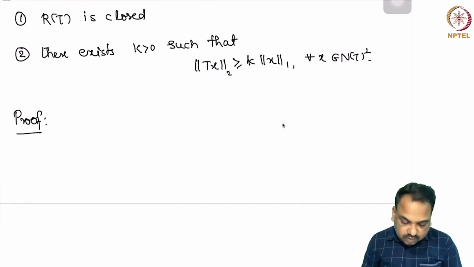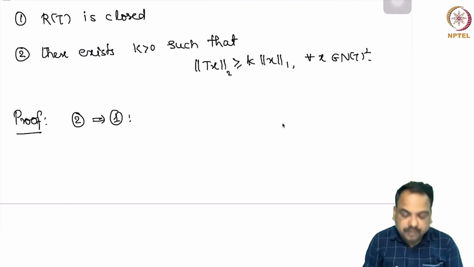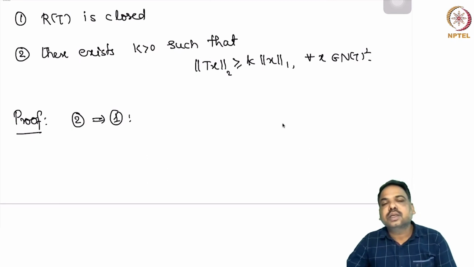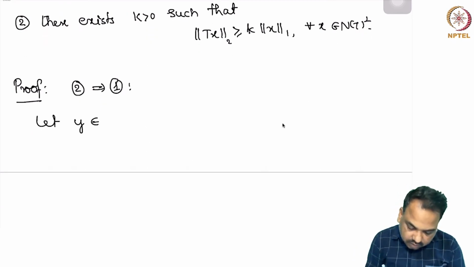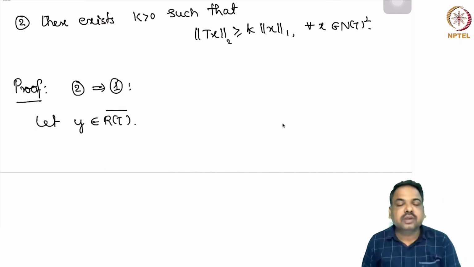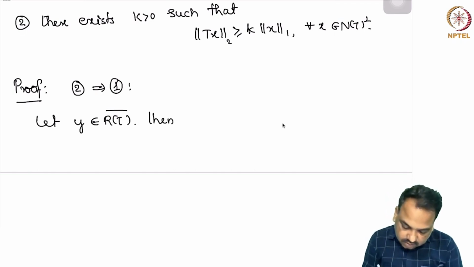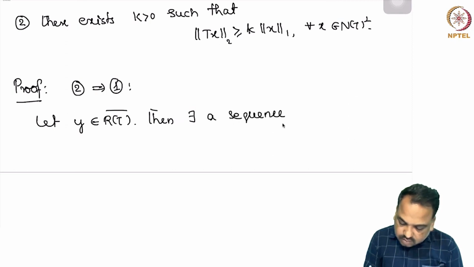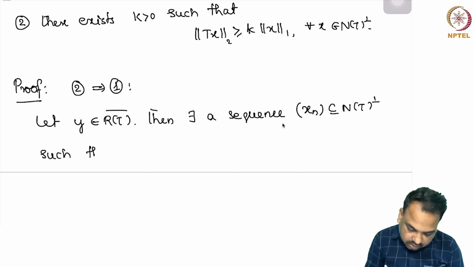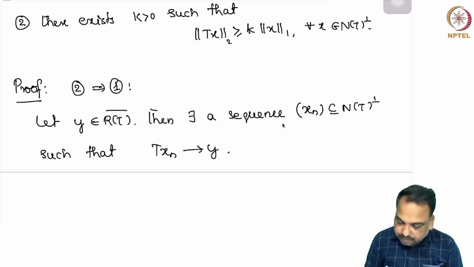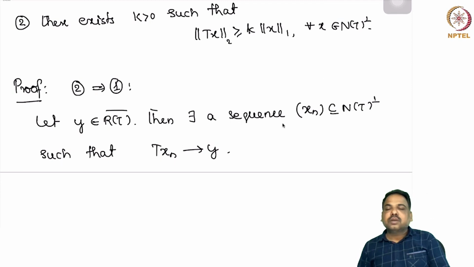So let us try to prove 2 implies 1 first. We are given that there exists a constant k which is positive, so that norm Tx is bigger than k times norm x. Let us take an element y in range of T closure. We want to show that y is in range of T. Then there exists a sequence xn in null space of T perp such that Txn converges to y. We can get a sequence xn from H1, but we can write xn as un plus vn, where un is coming from null space of T and vn is coming from null space of T perp.